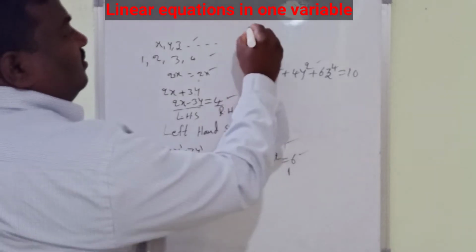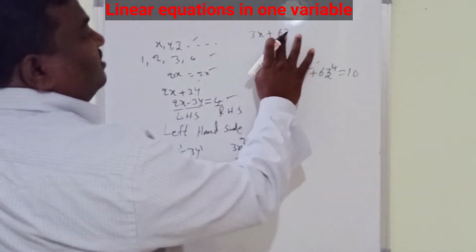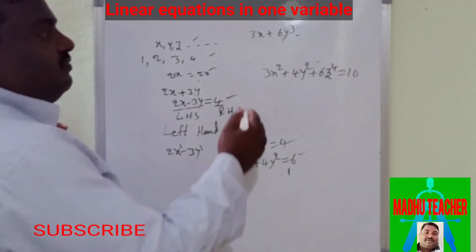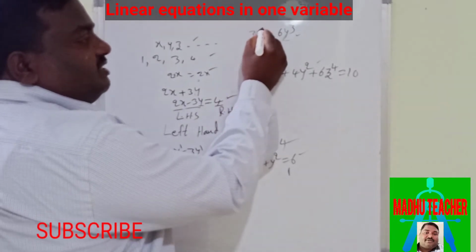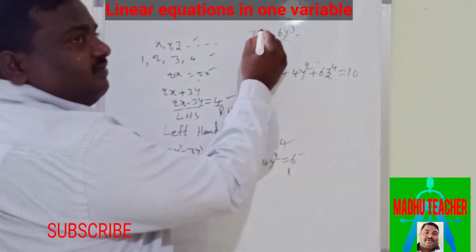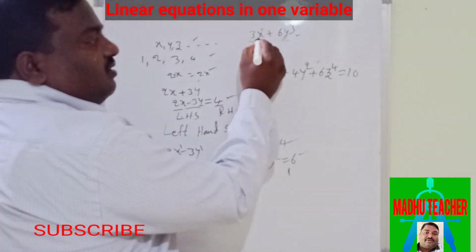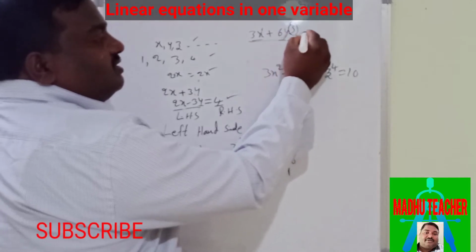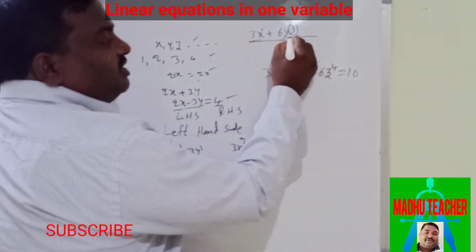And 3x plus 6y cube is an expression. In this expression, the exponent of x is 1, the exponent of y is 3. Among these two, the highest degree is 3. So the degree of this expression is 3.